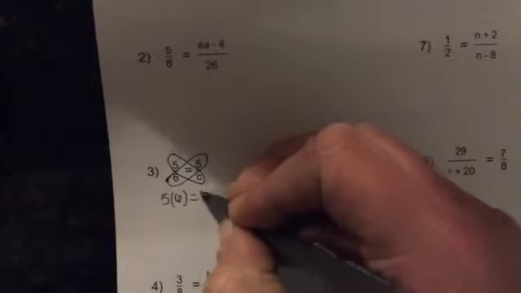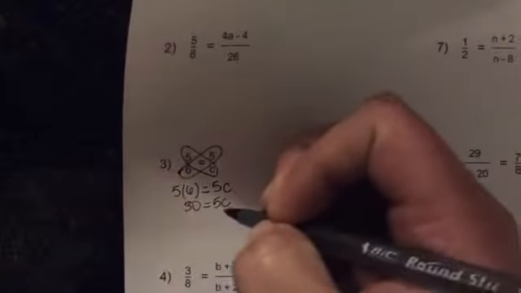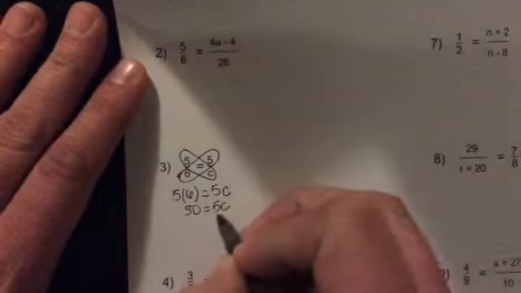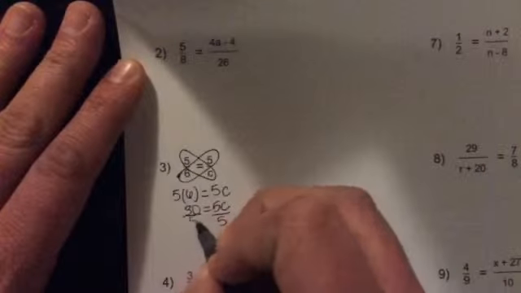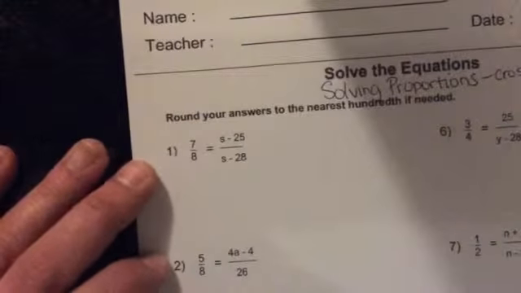So here I have 5 times 6, and I'm going to say equals, and I'm going to use my other diagonal, which is 5 times c. 5 times 6 is 30. 5c stays there. In order to solve for c, I divide by 5 on both sides, and c equals 6. Let's go back up to number 1 now and use what we learned.